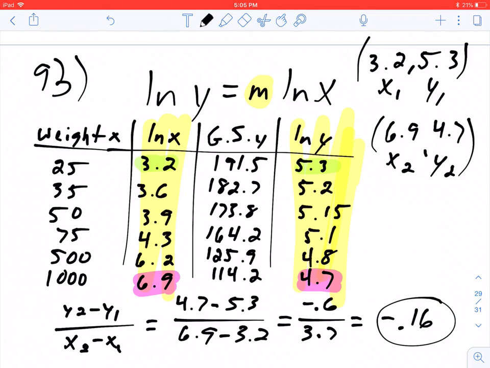And when I divide negative 0.6 by 3.7, I get a slope of negative 0.16 approximately. Now, that number might be off a little bit from what other resources you might have, because I rounded all the natural log numbers to a tenth instead of going out to 3 decimal places. But you can see that the slope here is negative 0.16. So that gives us an equation of natural log of y equals negative 0.16 natural log of x. Okay, there you go. Hopefully that made sense.